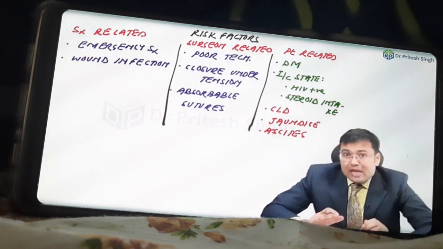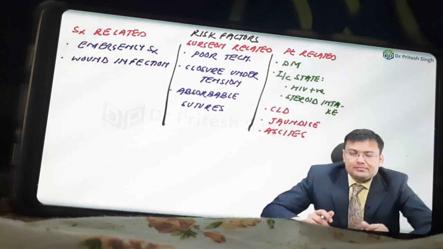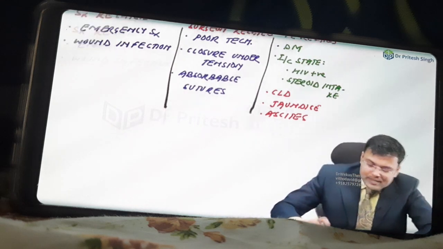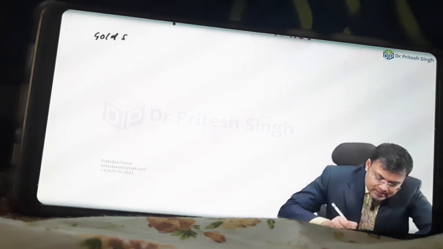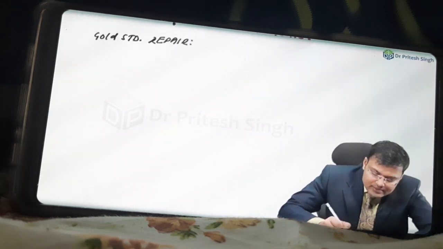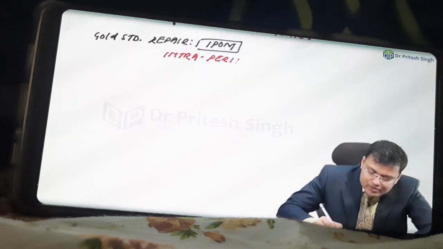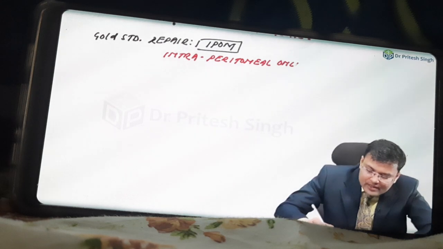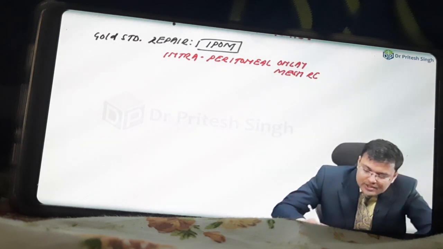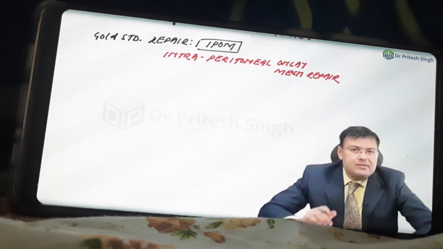Generally, in incisional hernia, laparoscopic repair is preferred over open repair. And what is the gold standard repair? The gold standard repair is IPOM, and the full form is intraperitoneal onlay mesh repair. So this is the gold standard treatment for incisional hernia.